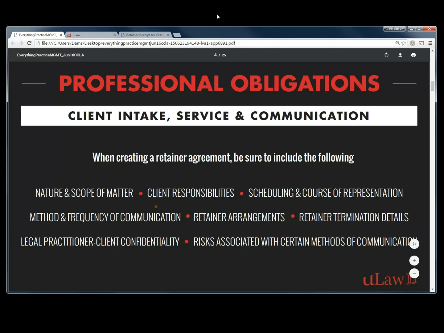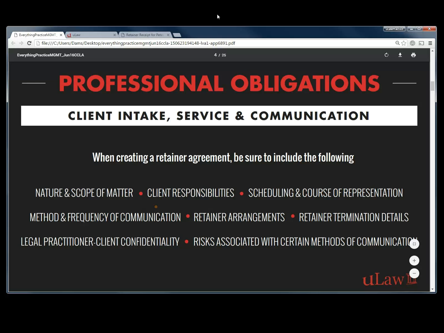This is something that the Law Society is constantly emphasizing more, especially in this day and age when there are a lot of cloud services. When you're using email, you want to clearly indicate that you are using email and the risk associated with email. Maybe you're using some cloud software for document management. You want to clearly state that and the risk associated with it. The retainer arrangements are always a good thing to capture in the retainer letter. Let's say the client is giving you a $1,000 retainer. You want to indicate that in the retainer letter.